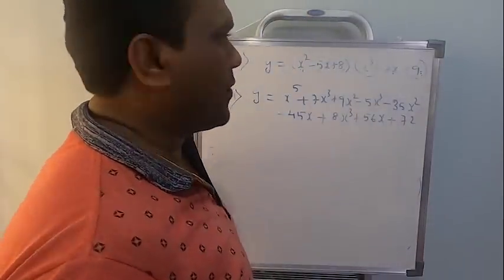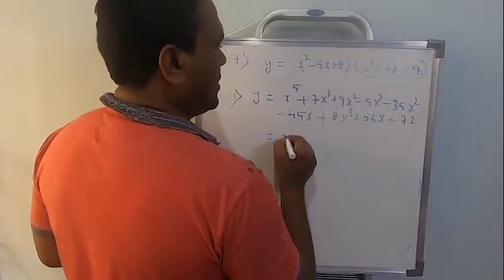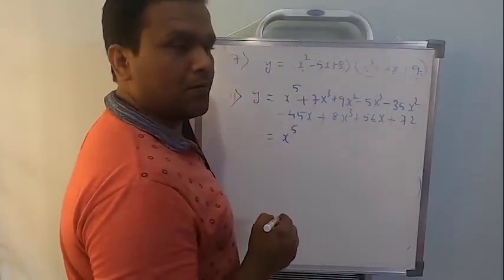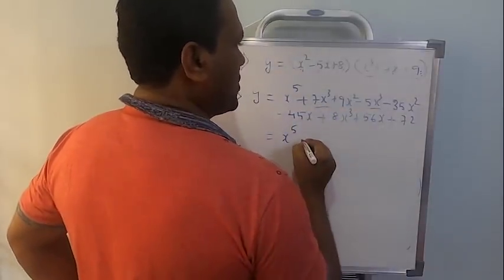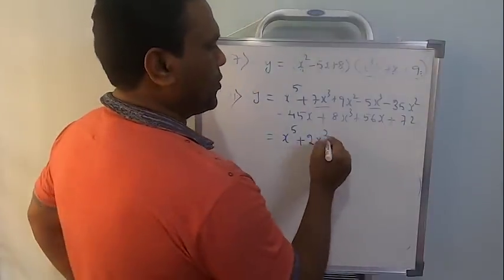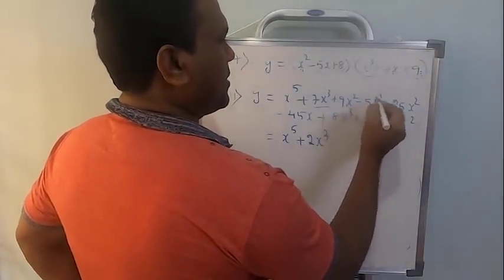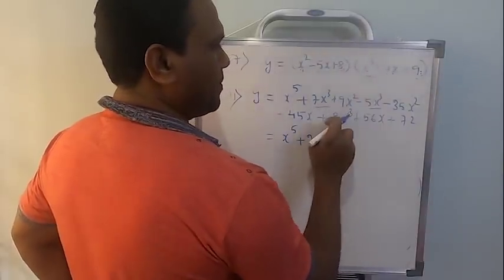Before we continue, better to simplify and then continue. So let's consider x power 5, there is only one term, and next, you can notice there are two terms of x cube. So 7 minus 5, that's going to be 2x cube. 9x square, once again, we have 7 minus 5 plus 8.